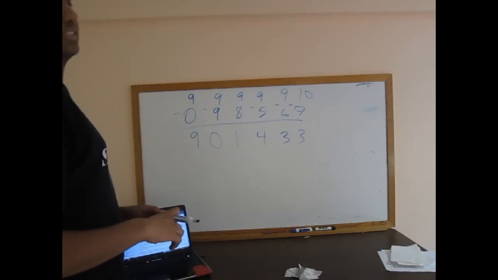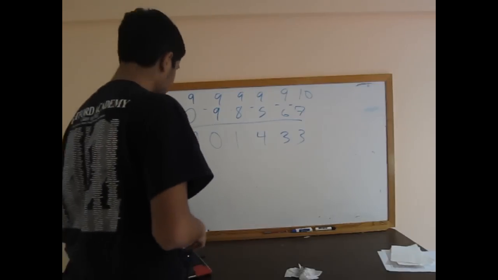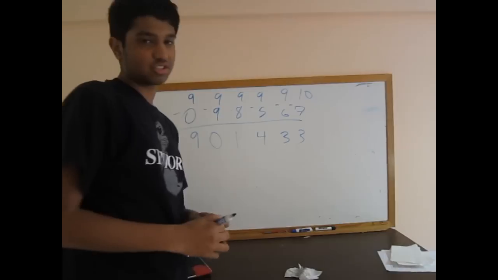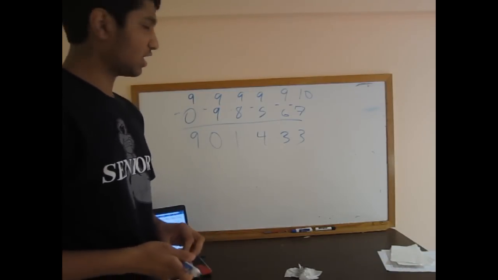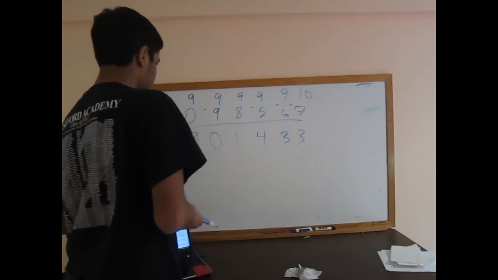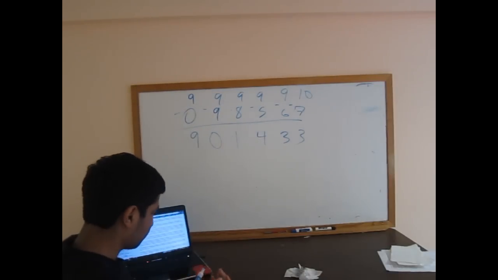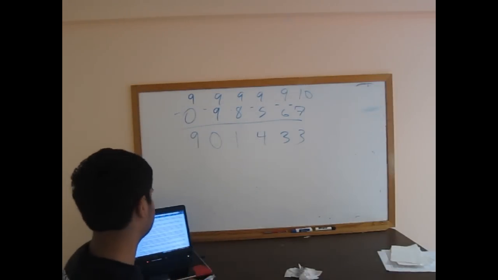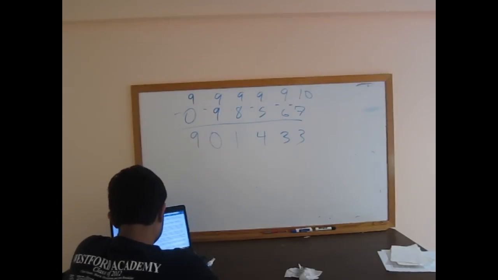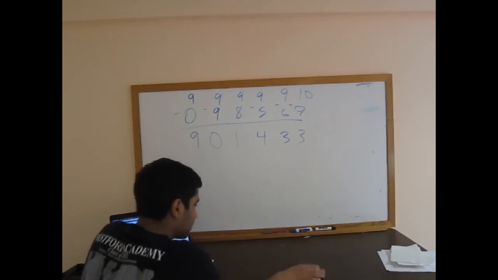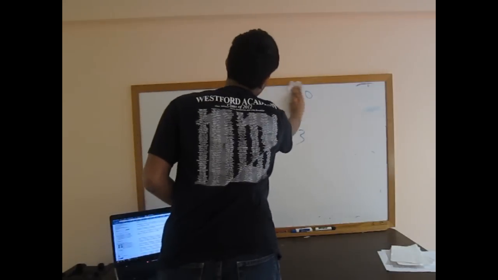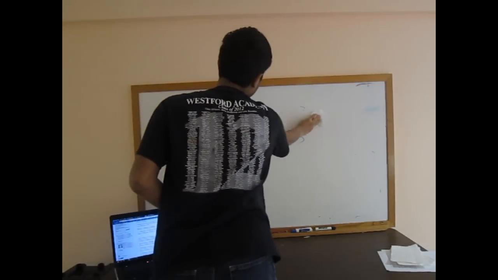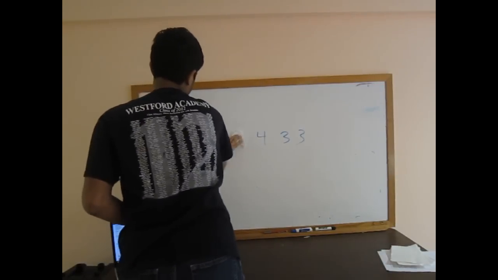901,433, and that happens to be the difference between 1,000,000 and 98,567, which is what we originally wanted to find. So that's a way you can use tens complements to find differences between a power of 10 and a number less than said power of 10. I'm going to leave you with a couple of example problems that you should do, and you'll find the answers in a later post.